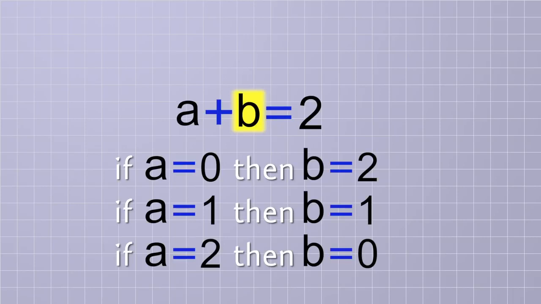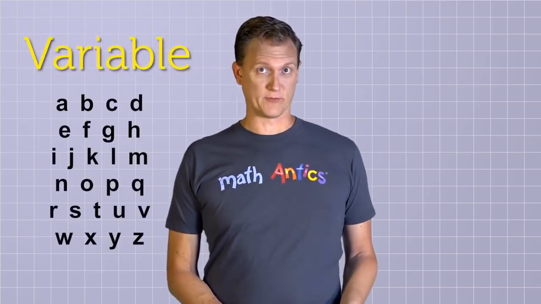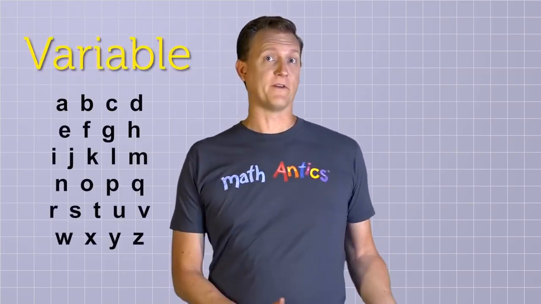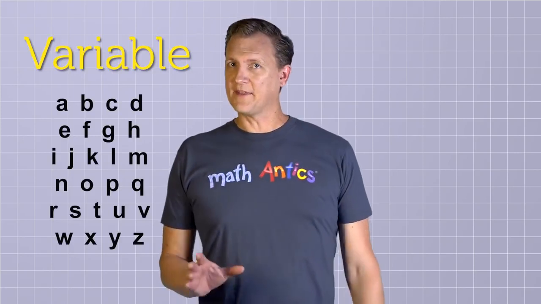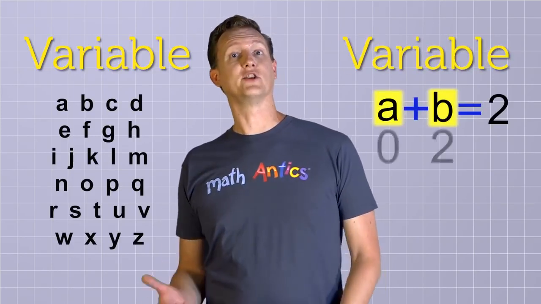b can't have two different values at the same time, but its value can change over time if the value of a changes. In algebra, b is what's called a variable because its value can vary or change. In fact, in this equation, both a and b are variables because their values will change depending on the value of each other. Actually, it's really common in algebra to refer to any letter as a variable, since letters can stand for different values in different problems. But at Mathantix, we'll usually just use the word variable when we're talking about values that can change or vary in the same problem.